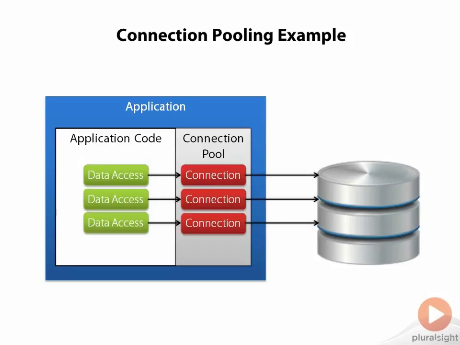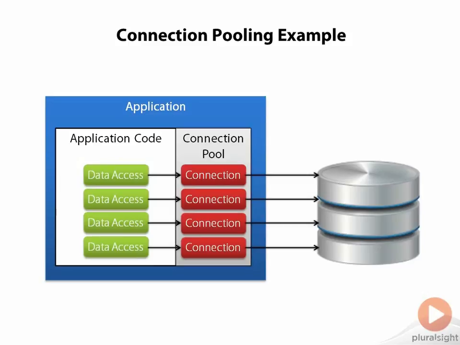What happens if a piece of data access code in your application tries to check out a connection from the connection pool, but all of the connections are currently in use? The connection pool will recognize this situation, and it will go ahead and open up a new physical connection to the database, add this connection to the pool, and return it to the requesting block of data access code.